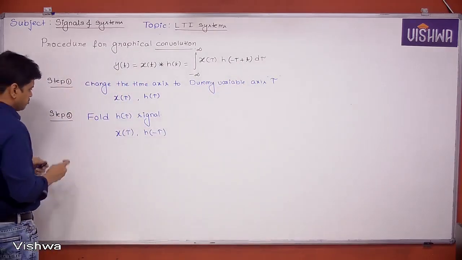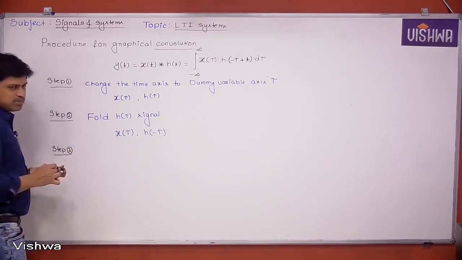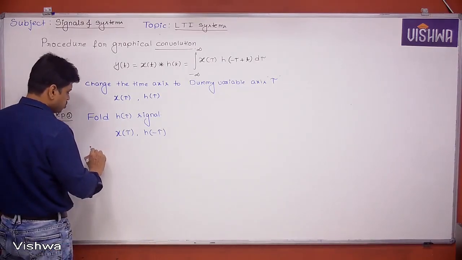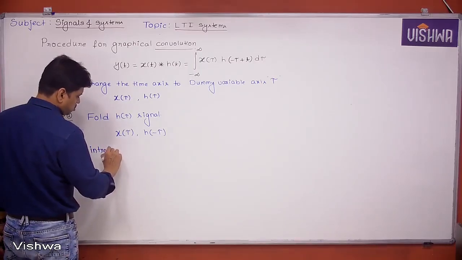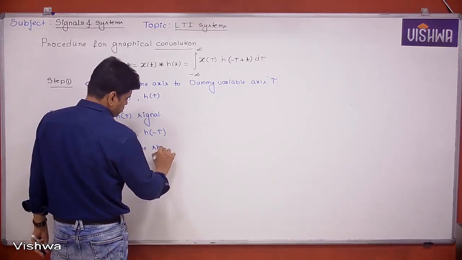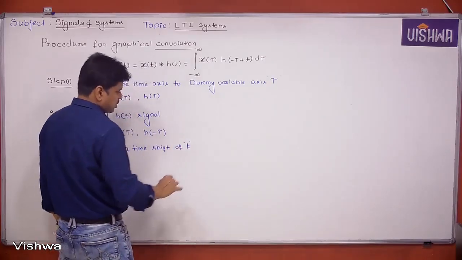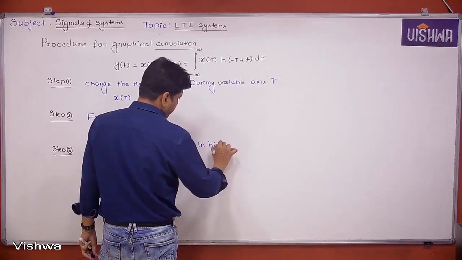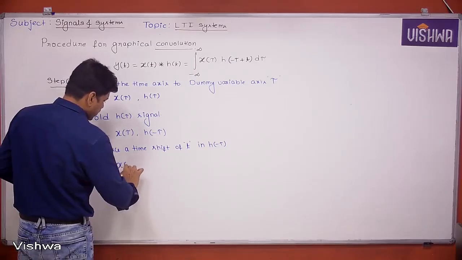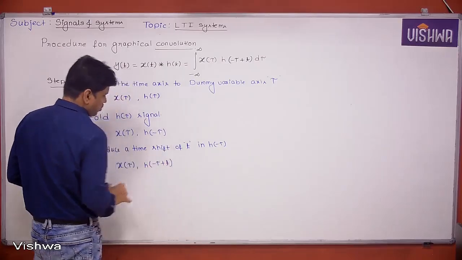So what is step 3? Step 3 is introduce a time shift of t in h of minus tau. Then what are we going to get? x of tau and h of minus tau plus t. This is what we are going to get.